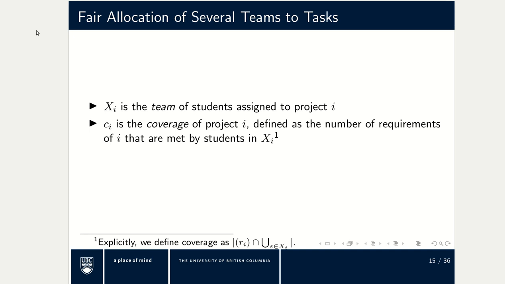Additionally, some other definitions. We've got X_i is the team of students assigned to a project i. C_i is the coverage of a project i, which is defined as the number of requirements that are met by students in X_i. We've got the formal definition right there in the footnote if you want to take a look at that.